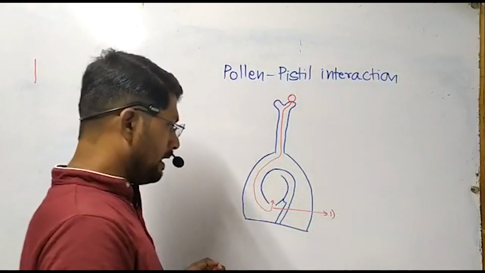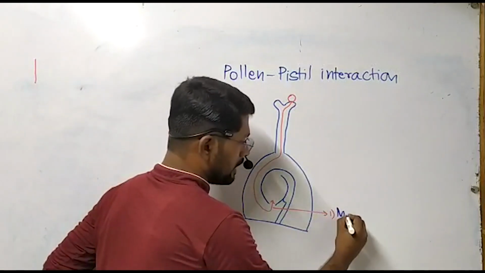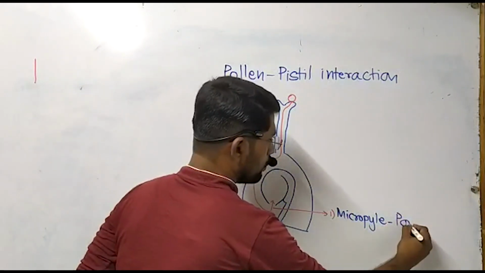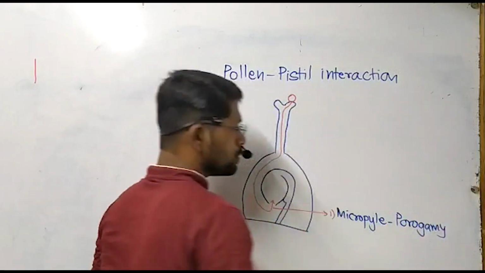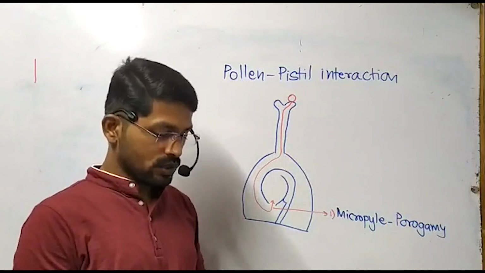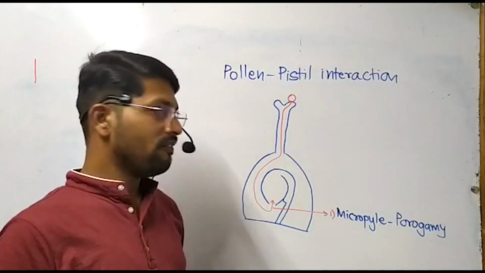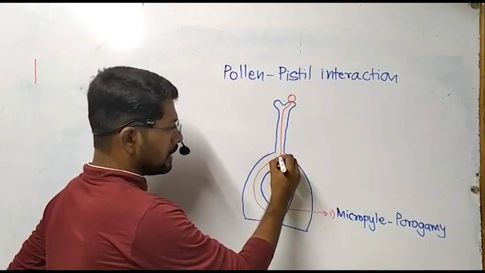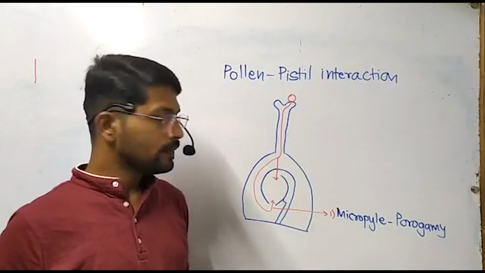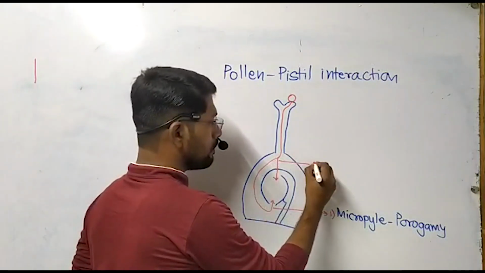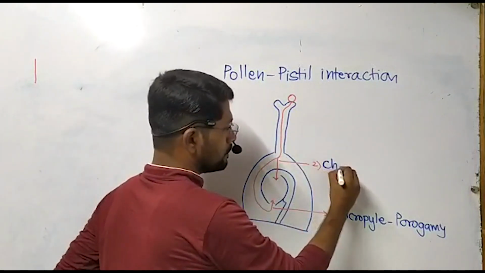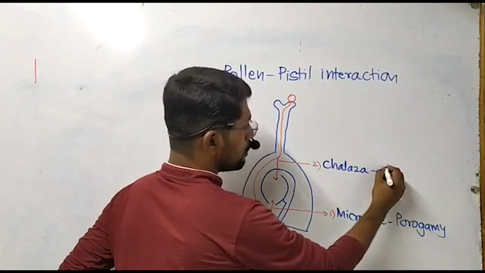You can say entry of pollen tube is generally from the micropyle, and this type of mechanism is called porogamy. The most common way of entry of pollen tube into the ovule is porogamy, but sometimes the path may differ, the path may vary. Sometimes, in some cases, this pollen tube directly enters through the chalaza inside the ovule. Now this is the second one. When the pollen tube enters through the chalaza inside the ovule, this mechanism is called chalazogamy.